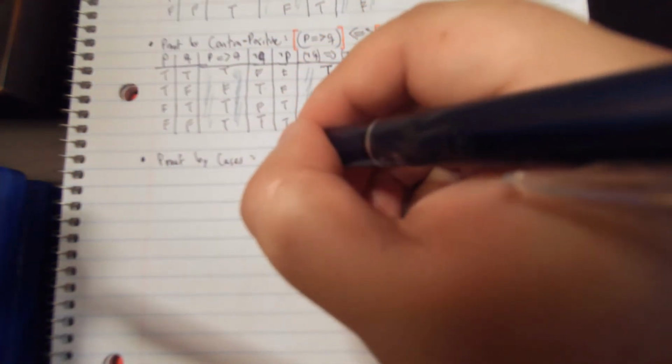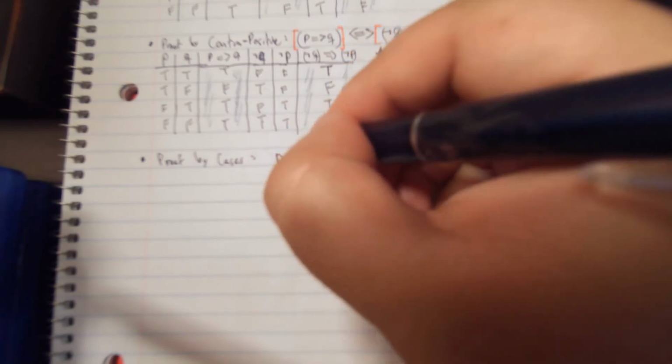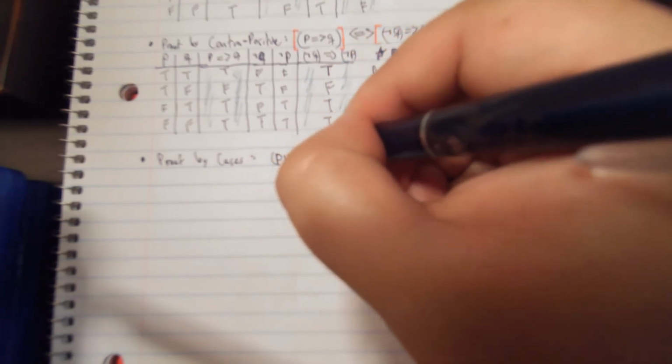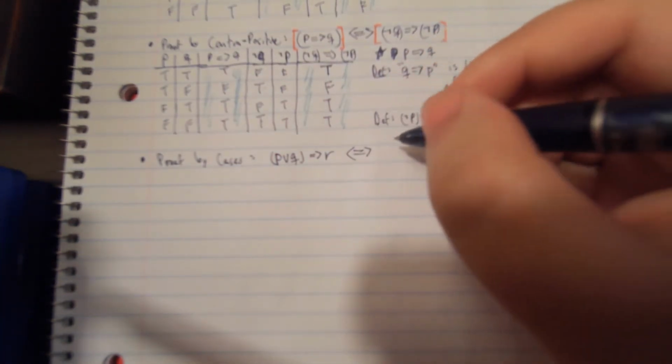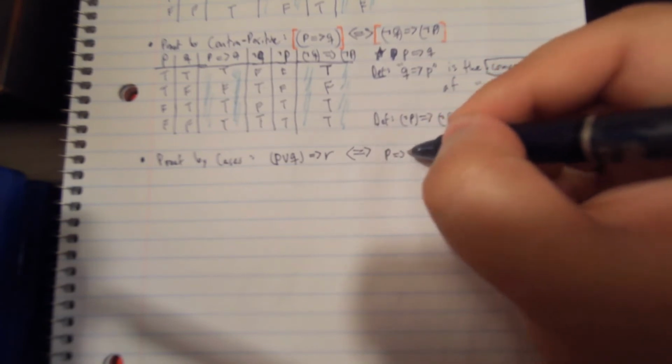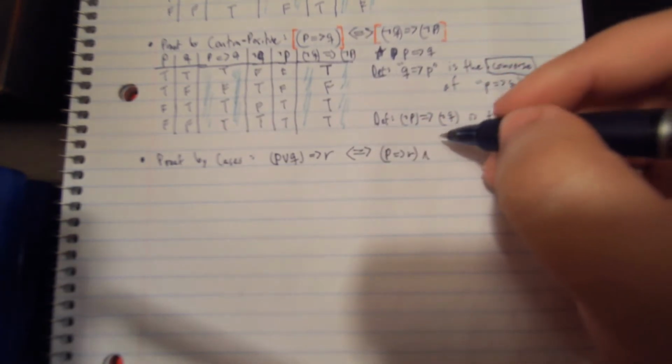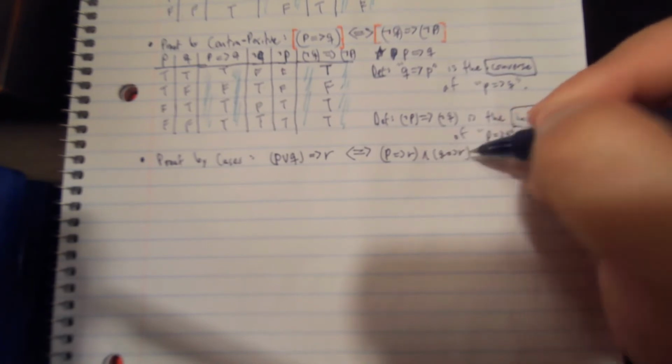I'll show you later what I mean. But let me show you this. So the statement, proof by cases, let's say. The statement if P or Q then R is logically equivalent to the statement P implies R and Q implies R. I use my red color.